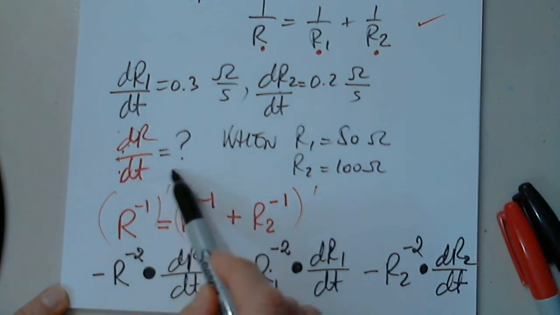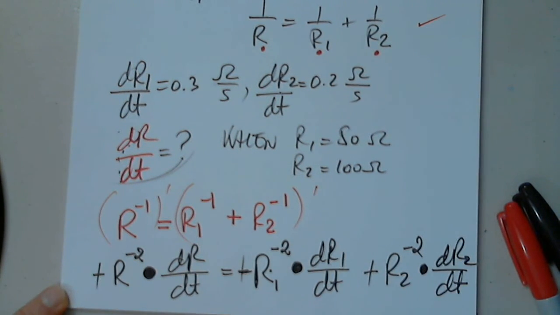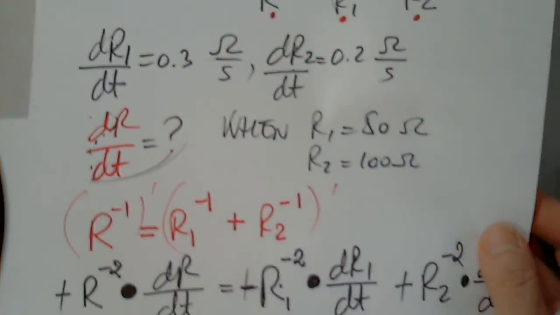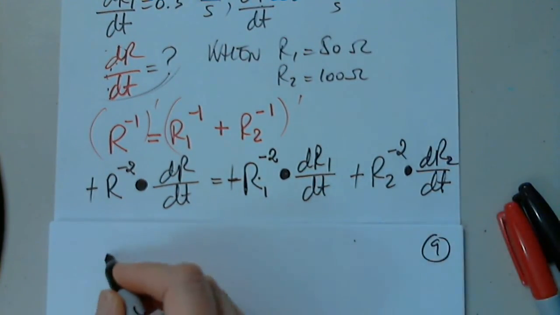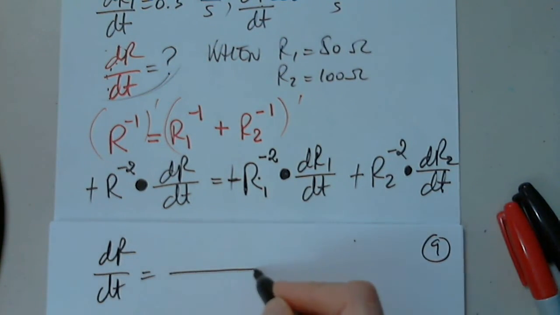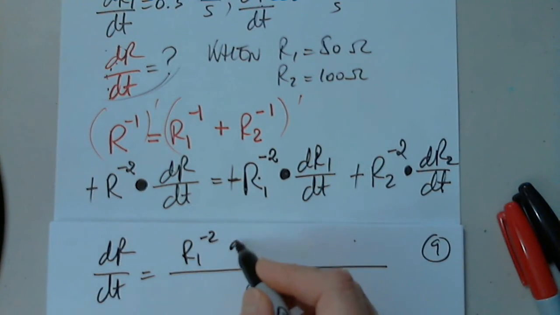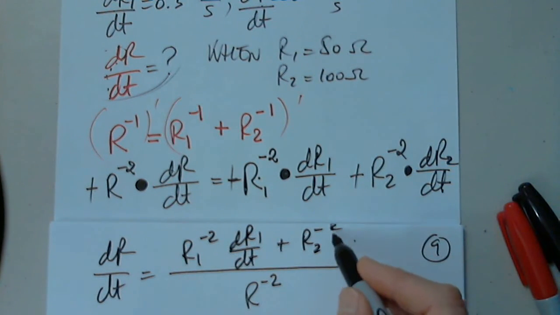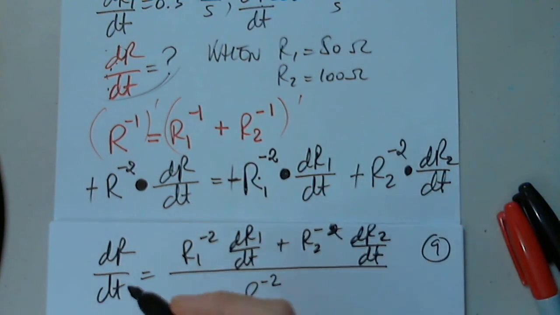Yeah. We are asked to find this, so I'm going to divide both sides by this. But of course, I'm going to change it into positive because they're all negative. So I'm going to multiply both sides by negative 1. And now I have dR over dt equals R to the negative 2, R1 to the negative 2, dR1 over dt, plus R2 to the negative 2, dR2 over dt.